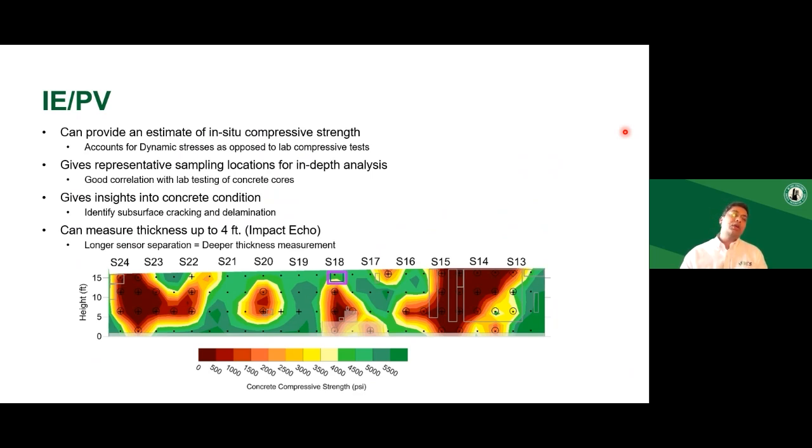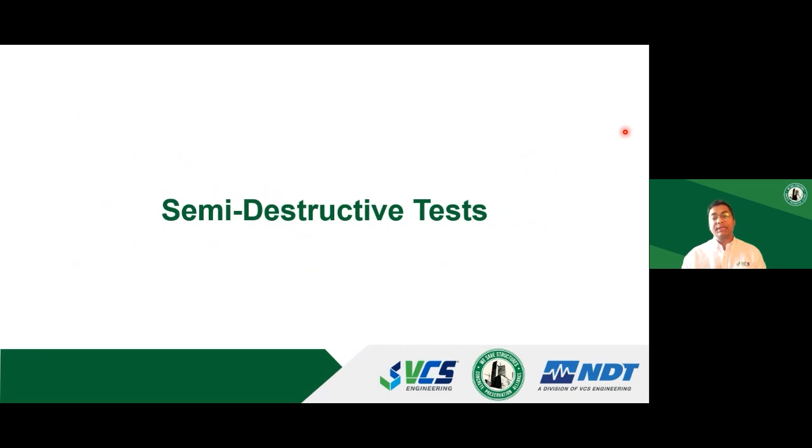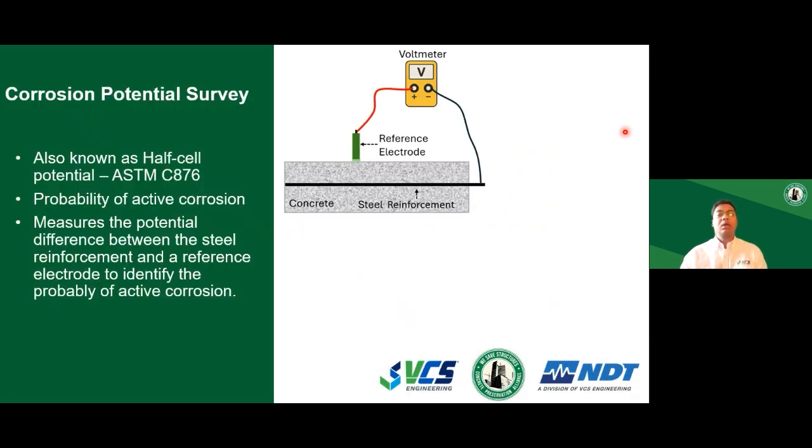Now, in addition to non-destructive testing, we also perform some semi-destructive testing where we need to make a connection to the steel in the concrete. One of the tests is the corrosion potential survey. You make a drill hole, you locate the rebar, and you make a connection to the steel on one side. On the other side, you use something called a reference electrode. You place that electrode on the concrete surface, connect it to a voltmeter, and just measure the values that are being read on the voltmeter.